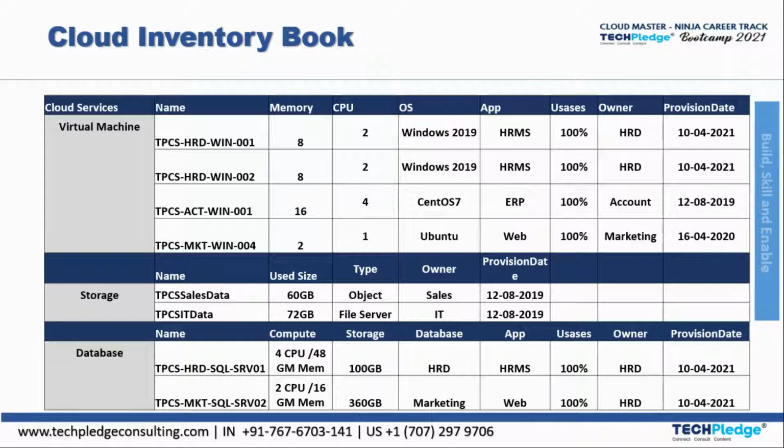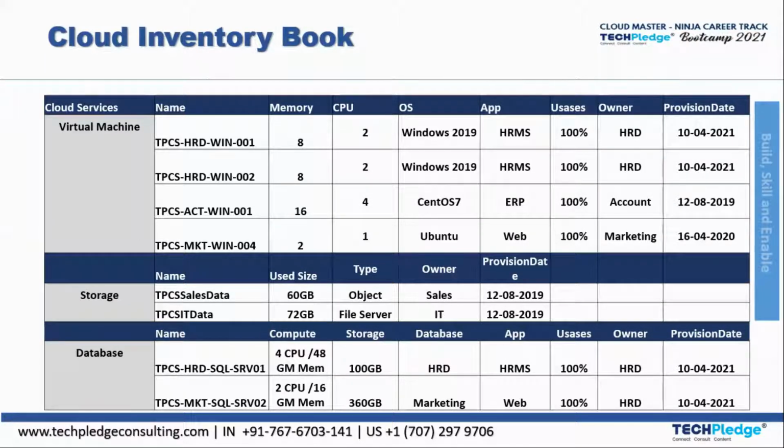The inventory book will hold all the details about your service. For a VM, it will hold its name, the memory, the CPU used, OS, application, use cases, owner, and provisioning date when it was provisioned. For example, we can say that TPCS ACT Win001 was provisioned with a memory of 16, CPU 4, OS was CentOS, which was being launched. Then the application was for an ERP. It was a use case. It was 100%, and then the owner was for account, and the provision date is 12th August. So this is how the inventory book is maintained.